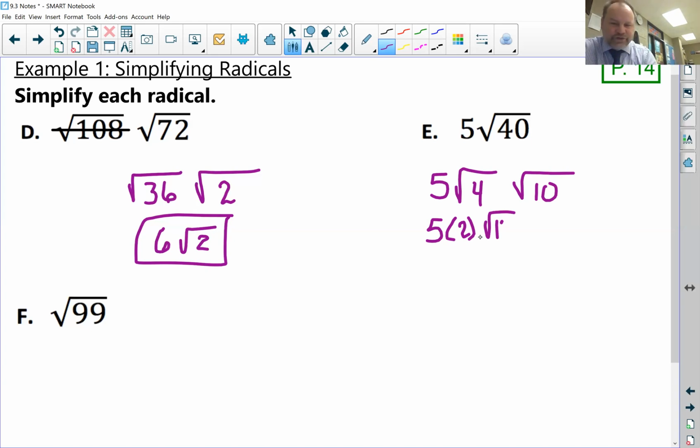So just like with the tree method, I need to multiply my 5 and my 2. So 40 divided by 4 was 10. 10 is not a perfect square, and it's not evenly divisible by a perfect square.